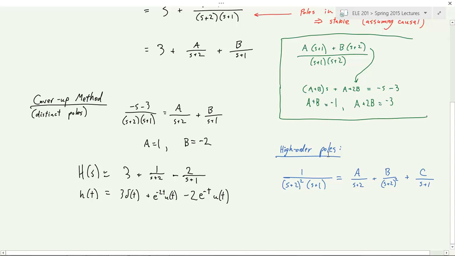Okay. If you want to use the cover-up method here, you can only use the cover-up method to determine B and C. You can't determine A from the cover-up method. In other words, you can only do the highest order pole from each of these terms with the cover-up method, and then you just have to use algebra to find the last one.